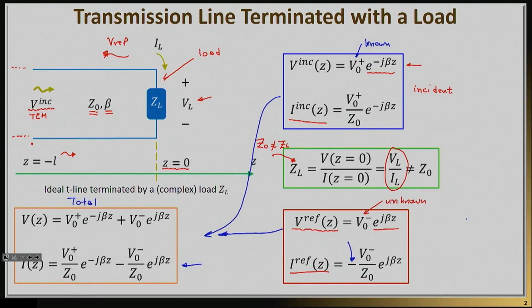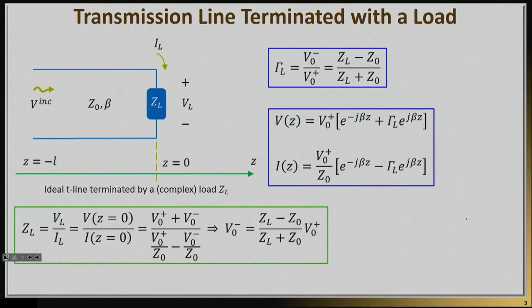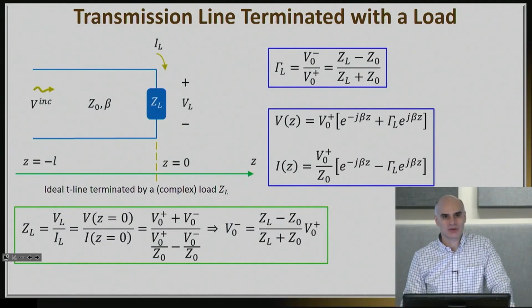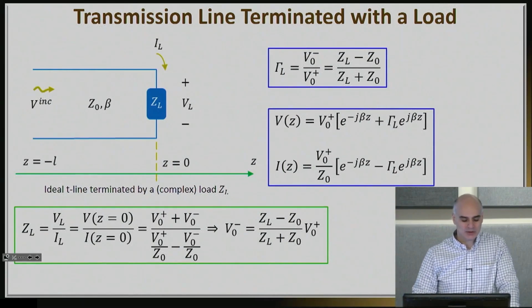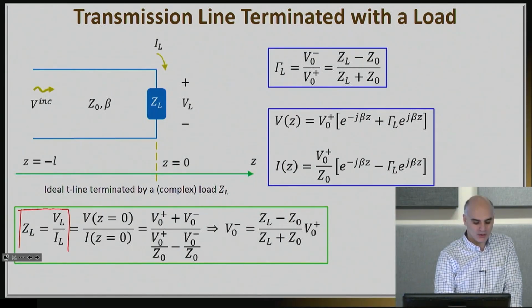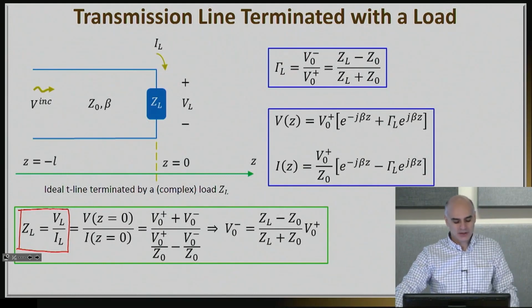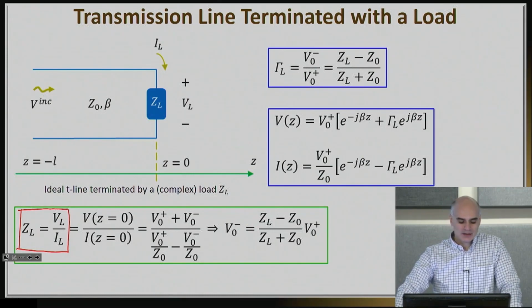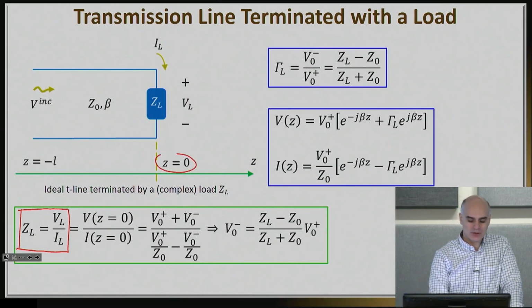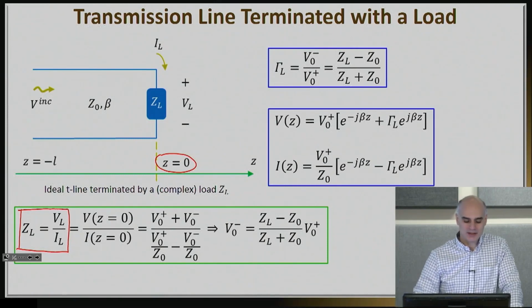And so the main goal now that we have expressed our waves is to find out what exactly this V0 minus is. Once we find this V0 minus, then we'll be able to find both the voltage as well as the current wave. So let's see how we do that. The way to do that is to apply the boundary condition of this transmission line. The boundary condition is determined by the voltage over the current at the load position. So ZL is equal to VL over IL, as dictated by my load, and remember that my load is at Z equals 0.